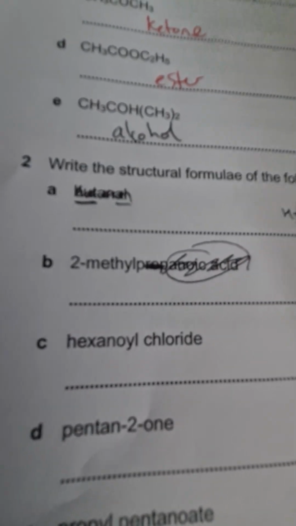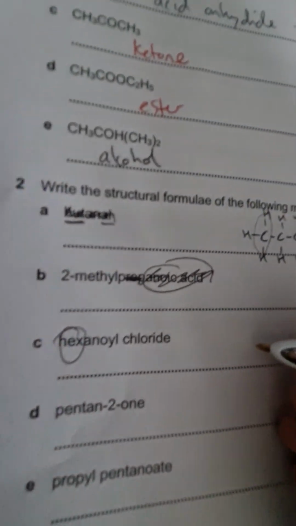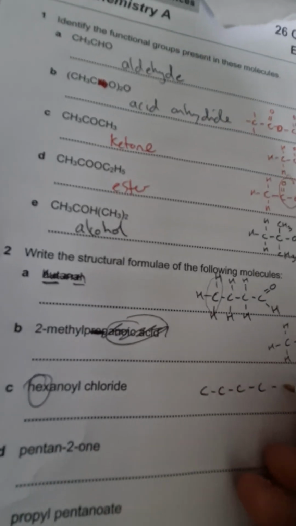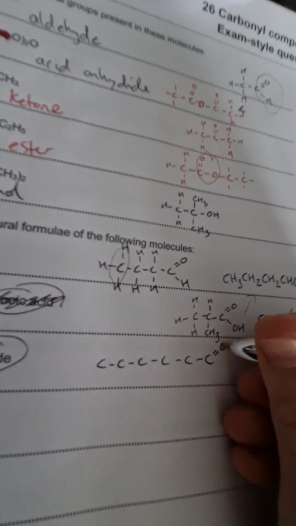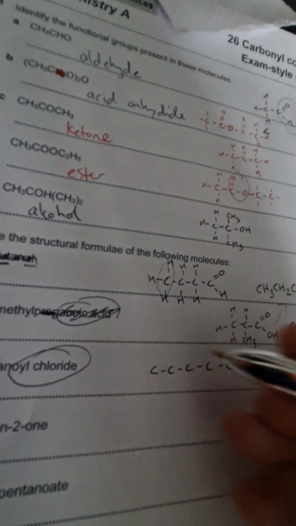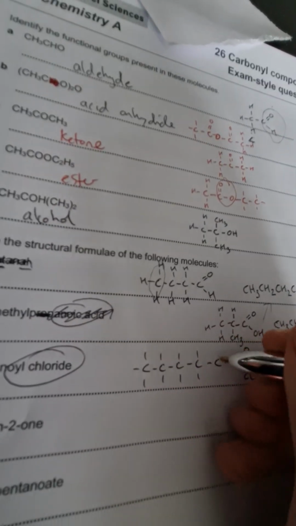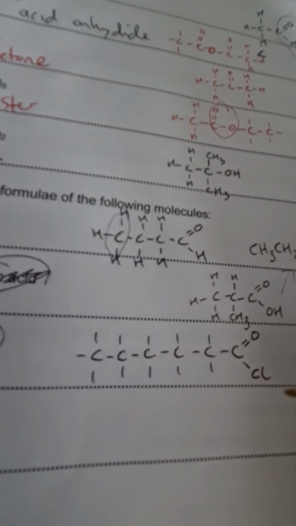Okay, hexanoyl chloride. I'm going to use this hex bit first. So I'm going to go 1, 2, 3, 4, 5, 6. I need to know that the oyl chloride bit is an acyl chloride. And then it's a case of just putting the H's on all the way around there. Okay, so I'll just put H's all along and just check that everything's bonded to the right number of things.